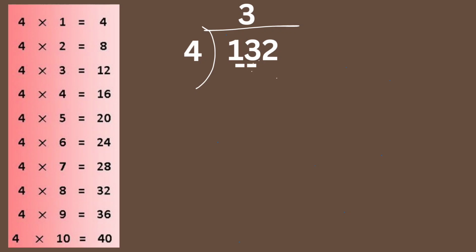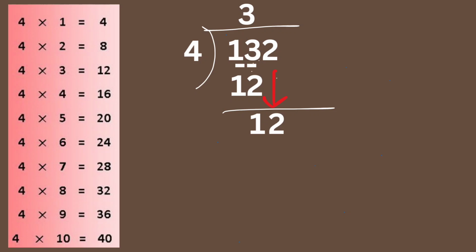Multiply. Multiply 3 by 4 to get 12. Write 12 below the 13. Subtract. Subtract 12 from 13. We get 1. Write 1 below the 12. Bring down. Bring down the next digit of the dividend, which is 2, making it 12.